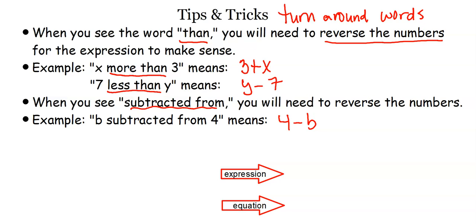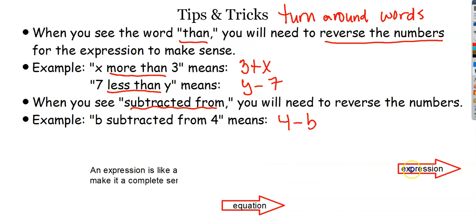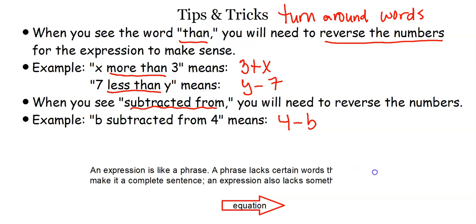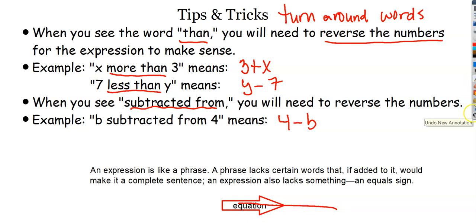And then I wanted to just talk quickly about the difference between an expression and an equation, which I think I mentioned in the last lesson. But an expression, right, it's kind of like a phrase. It's a part of a sentence. And it doesn't have an equal sign. But an equation does have an equal sign.